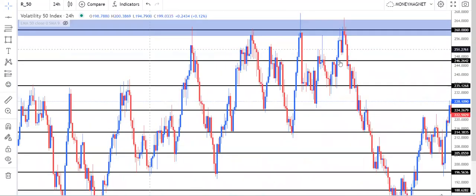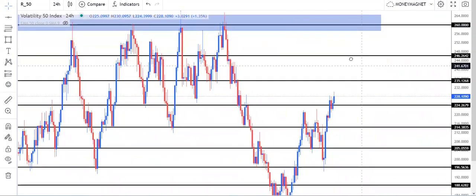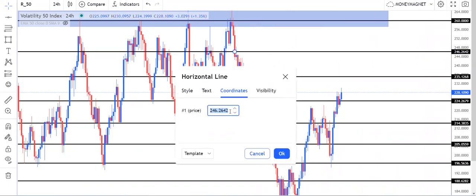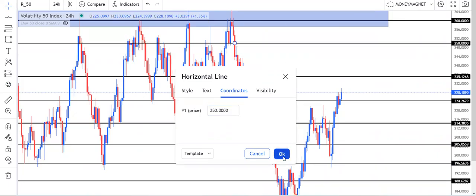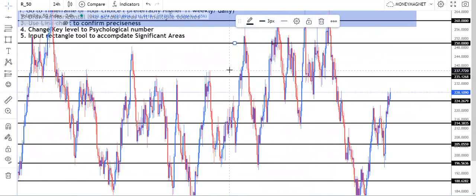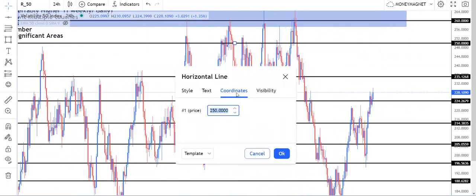I like to change these levels to around psychological numbers. So you get 2, 4, 6. What's the closest to this? Let's see, 250. 250 psychological round number. Yeah, I would use 250. Oh, I think I'll go back to using 240. I want that level at 240.